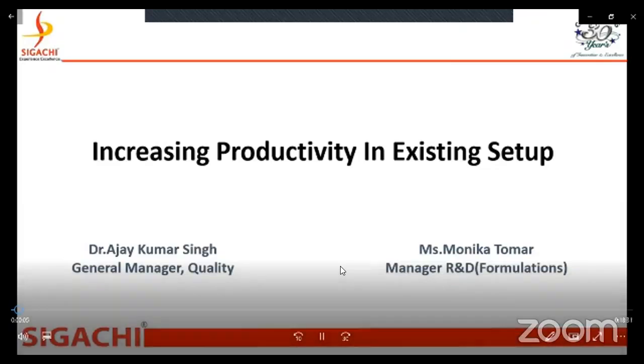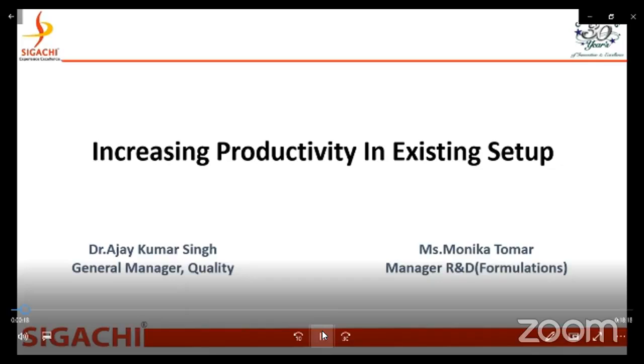We are starting the discussion of increasing productivity in existing setup. As companies have their standard process to maintain quality and productivity on the manufacturing lines, it is important to measure your existing process and evaluate a baseline to implement improvement and change.